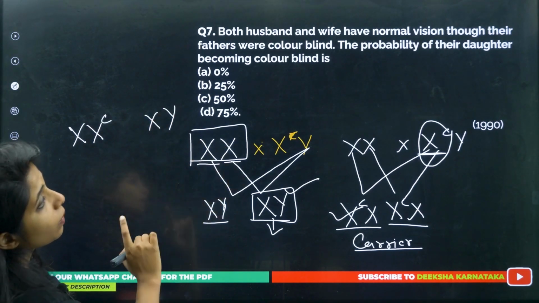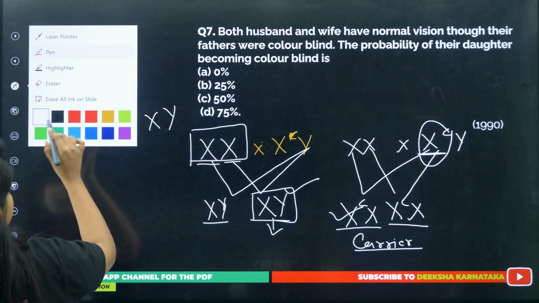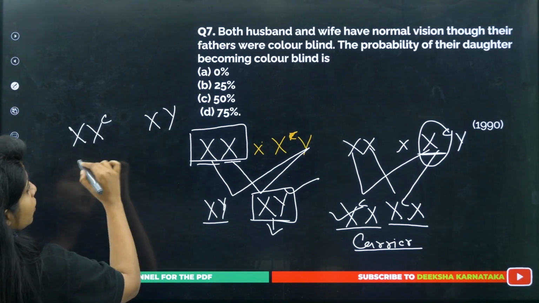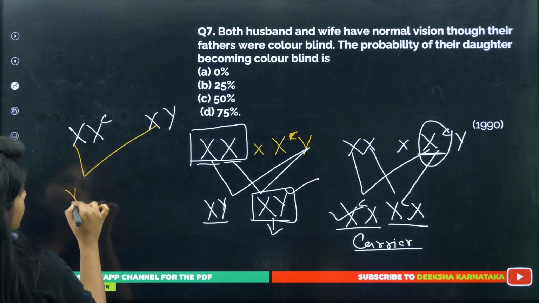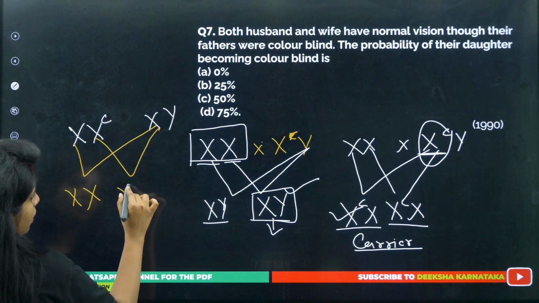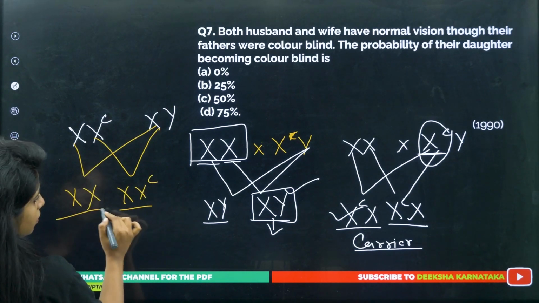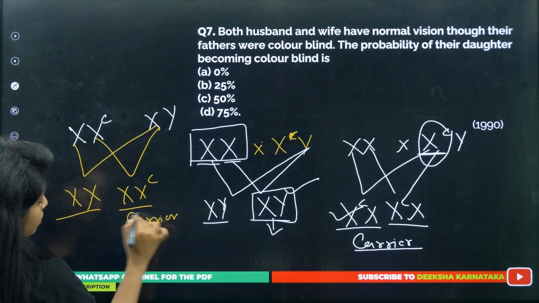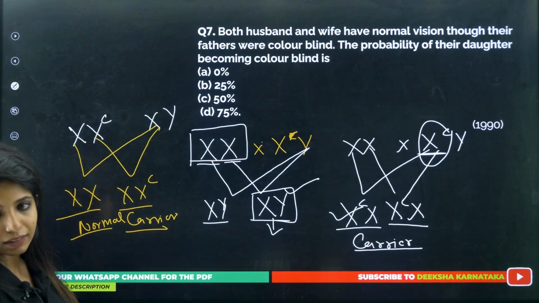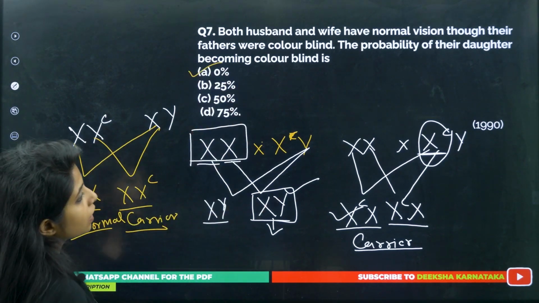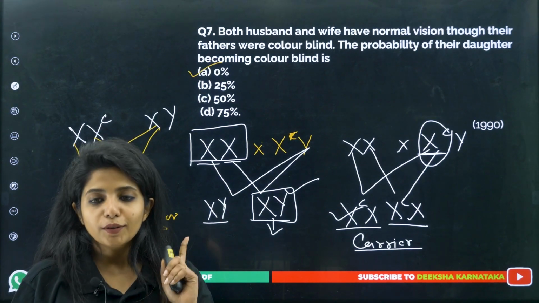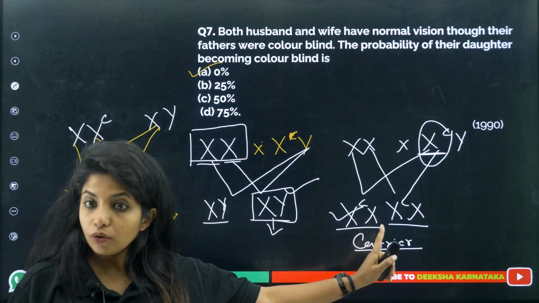Now you're asking about the probability of their daughter becoming colorblind. You're not talking about the carrier, you're talking about color blindness. You tell me. For being a daughter, you cross this and this, you get XX, normal. You cross this and this, again, this is carrier. This is normal. None of the daughters are having the disease, which is why it is 0%. This came in 1990. Okay? Try to solve by yourself and use your brain rather than spending the whole time there.